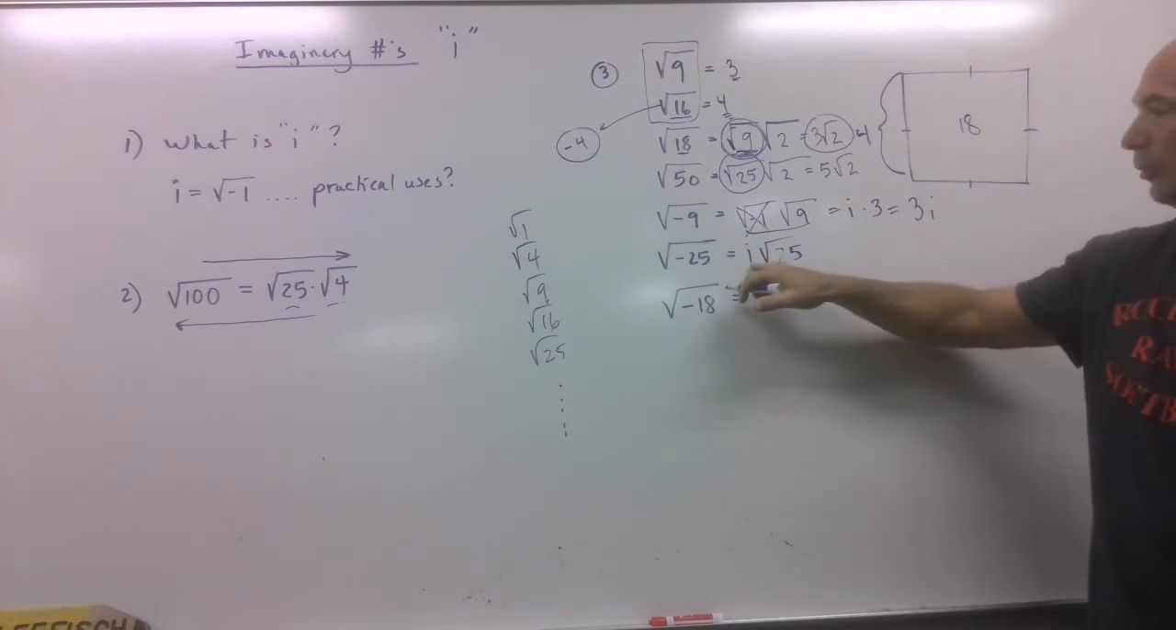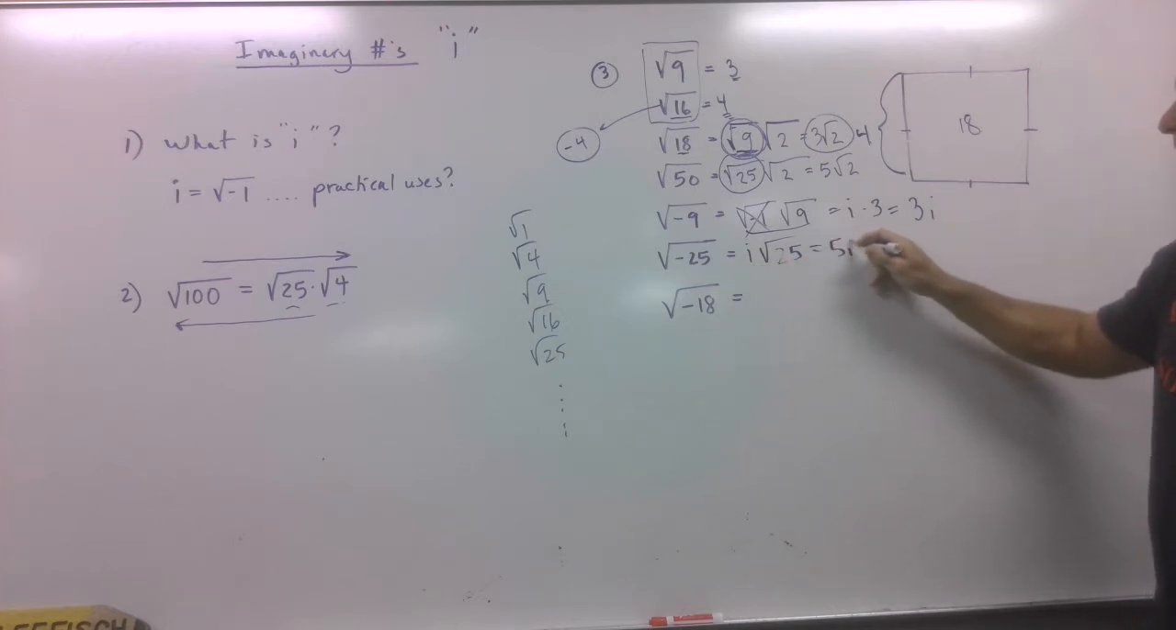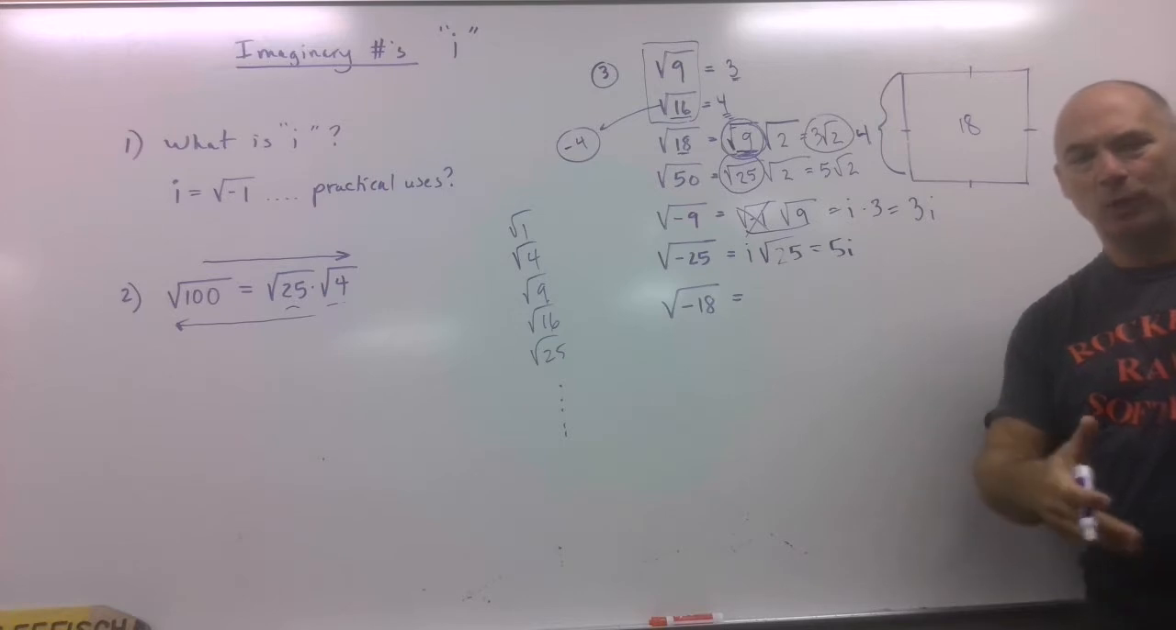So this represents the square root of a negative 1. It's the same thing. I just went with the letter i right away. And then what's the square root of 25? 5. And you put the i last, just like 5x, 5y.